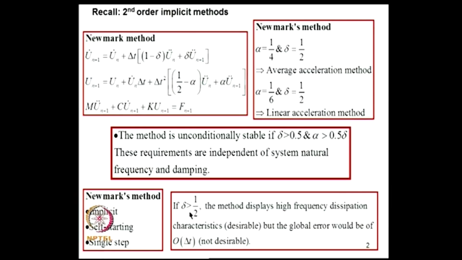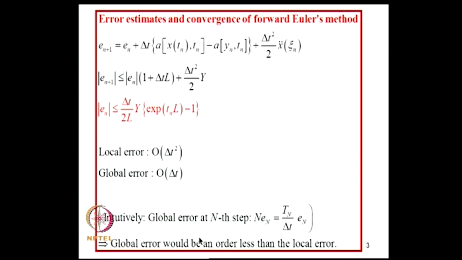Now, for delta greater than half, the method displays a high frequency dissipation characteristic which is desirable, but the global error would be of order delta t, which is not desirable. We have also seen questions about error estimates and convergence of the forward Euler method. We have shown that the error is bounded by this quantity. So, we saw that although the local error is order delta t square, the global error is order delta t. This is a common feature in these algorithms.